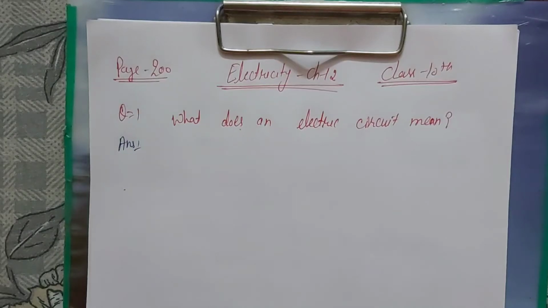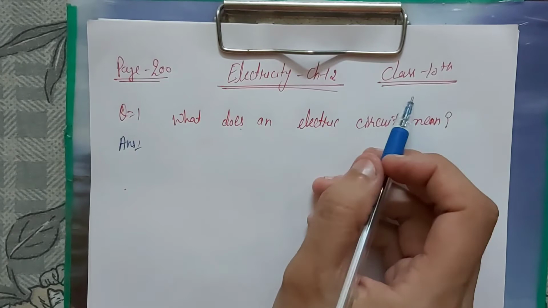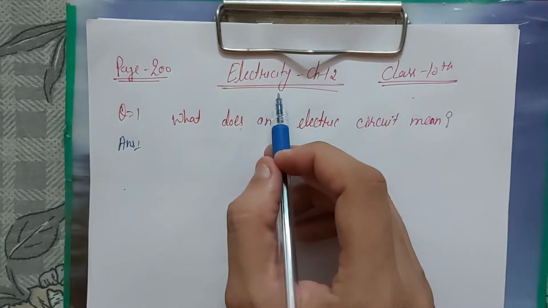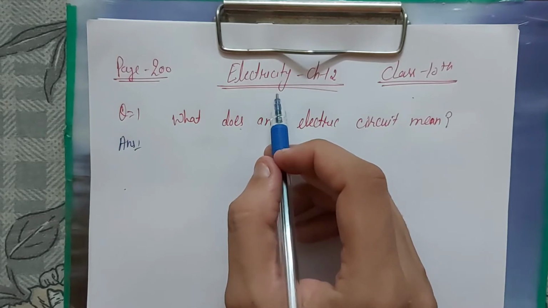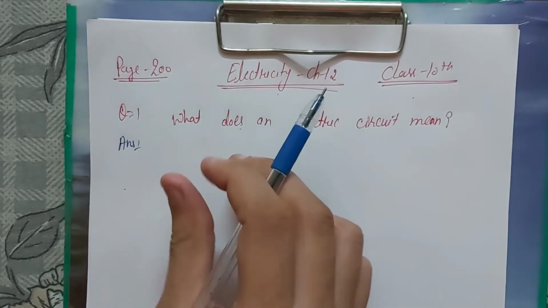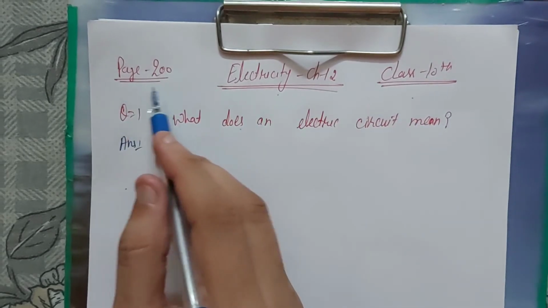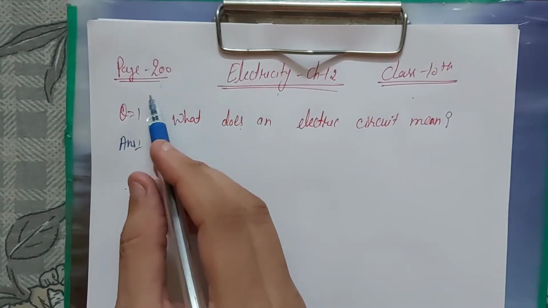Hello students, today we will do chapter 12 of class 10th. The name of this chapter is Electricity. Dear students, today we will do the blueprints of this chapter. The first blueprint is on page number 200. So what is your first blueprint?